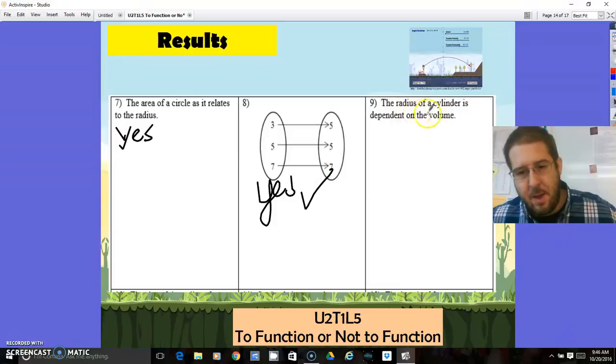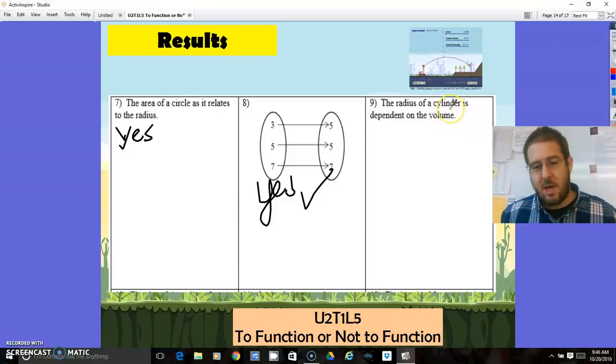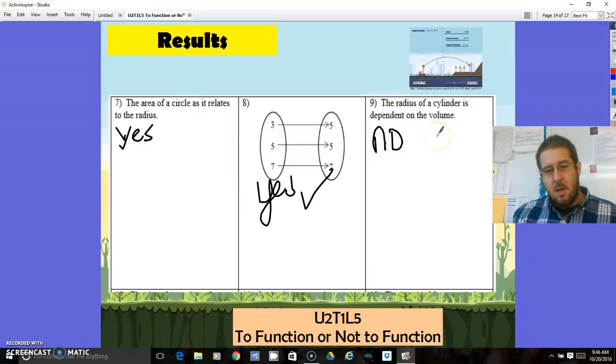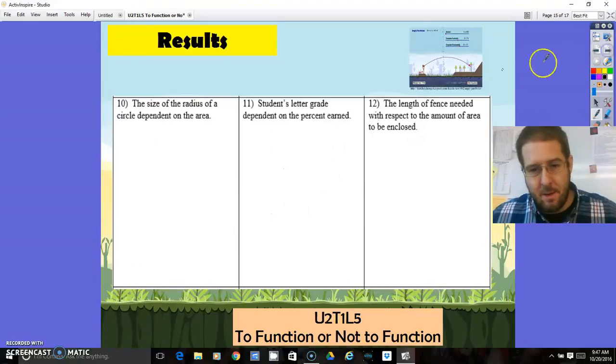The radius of a circle is dependent upon its volume. So we're saying the radius of a cylinder is dependent upon the volume it holds. Well, actually, it kind of depends on how tall the cylinder is. So, can a volume have more than one radius? Yes, so that's not a function, because it can have more than one answer. It can have two answers, three answers, or an infinite amount of answers, because the cylinder could be any size tall, giving you many different answers.